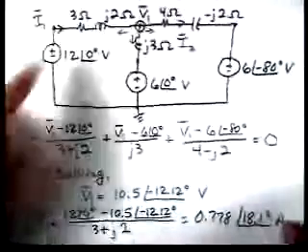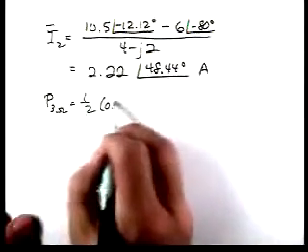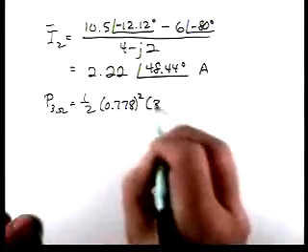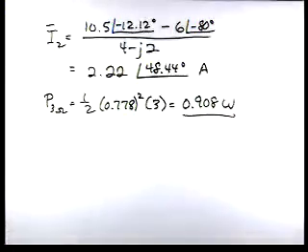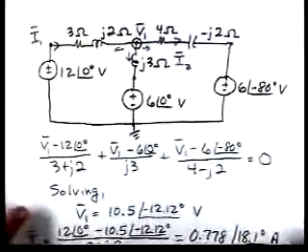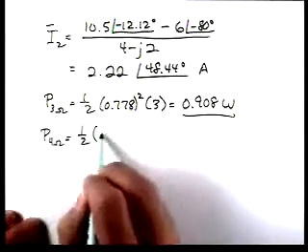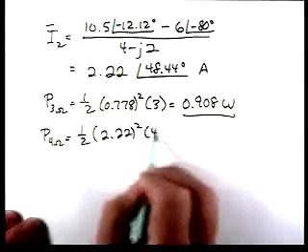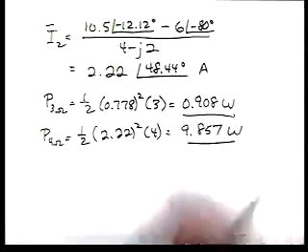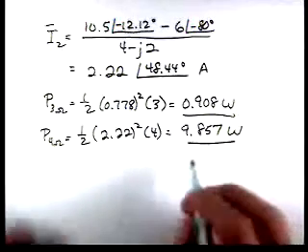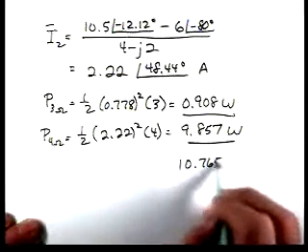I1 flows through the 3 ohm resistor. So we have 1/2 times 0.778 squared times 3, which is 0.908 watts. And then the 4 ohm resistor, current I2 flows through it. So for the 4 ohm resistor, we have 1/2 times 2.22 squared times 4 for 9.857 watts. And the total of those two absorbed is 10.765 watts.